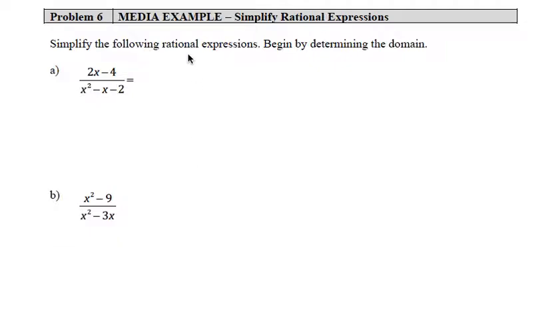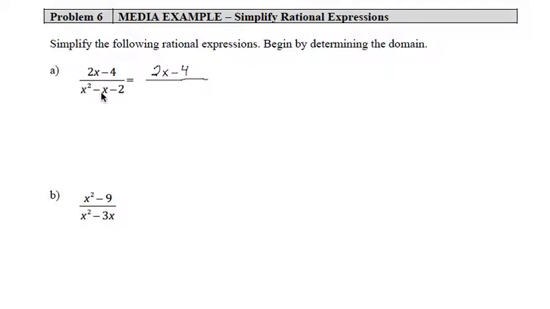In this problem, we're going to be simplifying rational expressions, and we're going to start by looking at the domain, because when we work with a rational expression, we always have to be careful about the values of x that make the denominator 0. So for this first one, what I'm going to do is start by factoring the denominator. That's going to give me a better idea of what's going on with my domain.